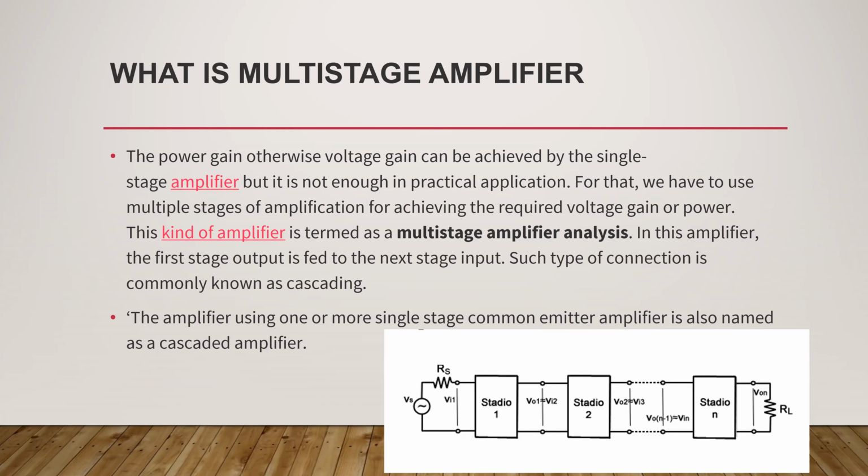Such a type of connection is known as a cascading connection, and the amplifier is said to be cascaded. Okay, what do you mean by cascade? Cascade is nothing but, if there are more than two amplifiers, the output of the first stage is connected as input to the second stage, and the output of the second stage is connected as input to the third stage, and so on. Such types of connections are known as cascade connections. That is, one stage's output acts as input to the next stage.